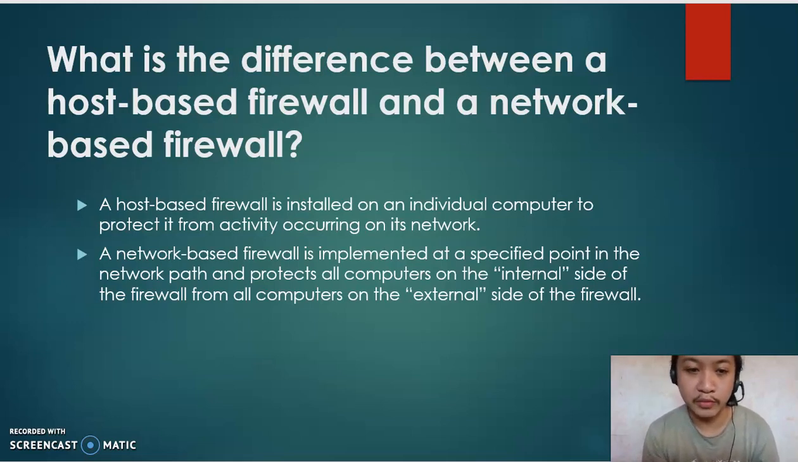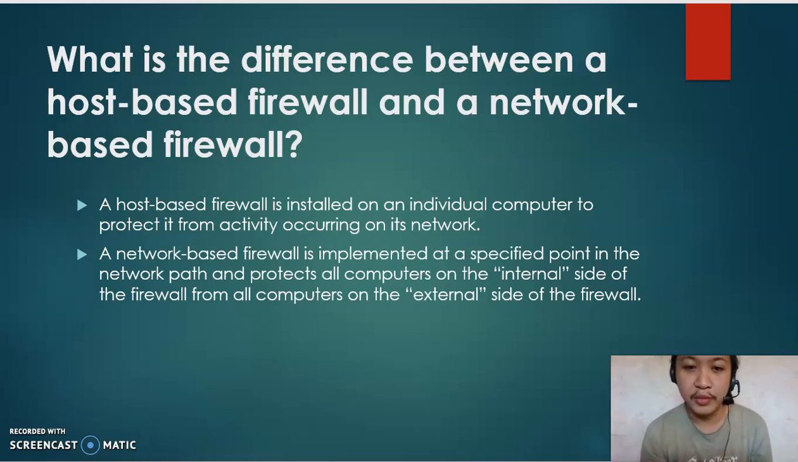Host-based firewall and a network-based firewall. A host-based firewall is installed on an individual computer to protect it from activity occurring on its network. A network-based firewall is implemented at a specified point in the network path and protects all computers on the internal side of a firewall from all computers on the external side of the firewall.